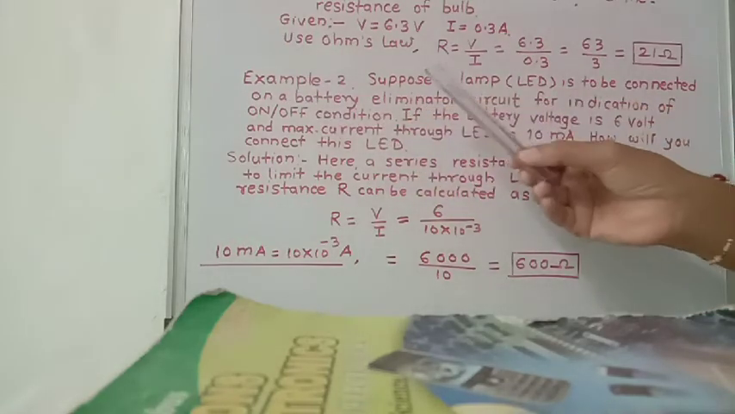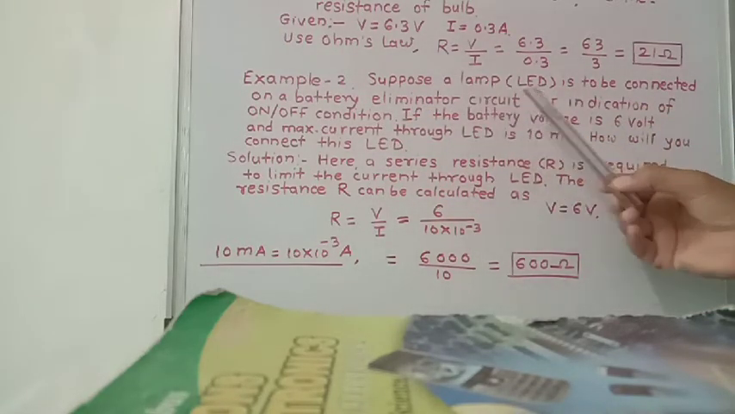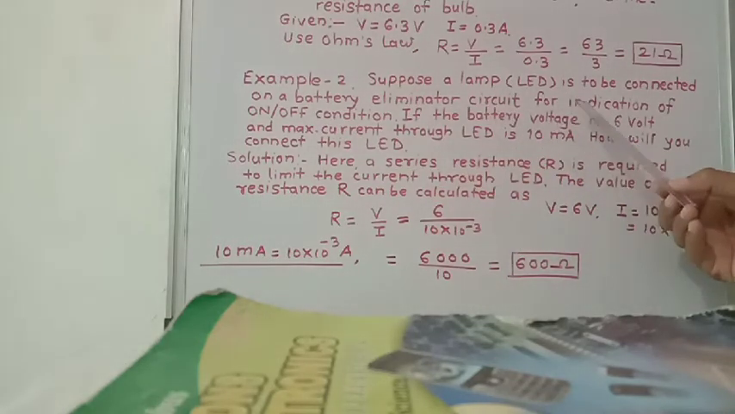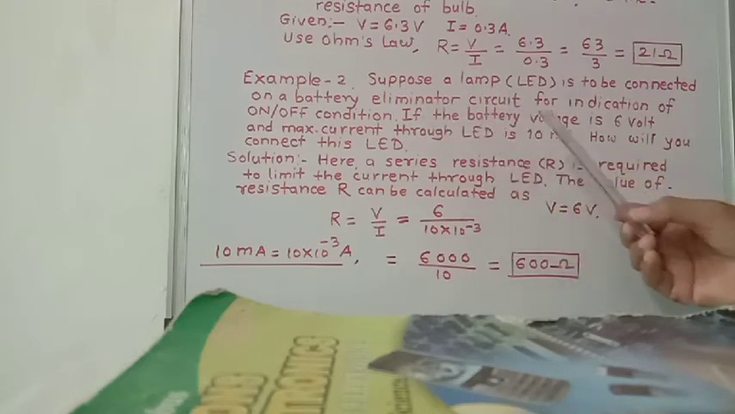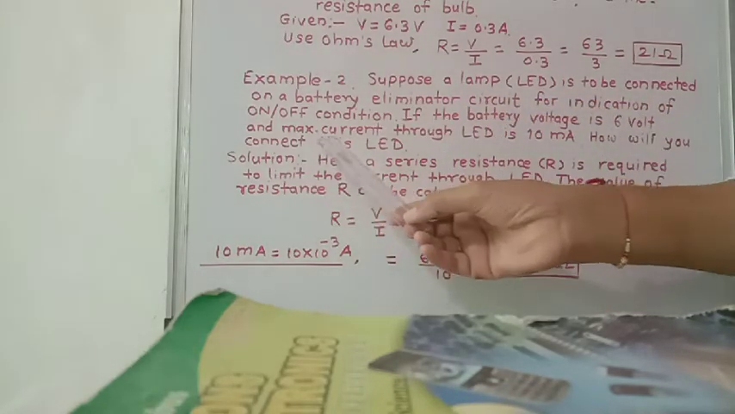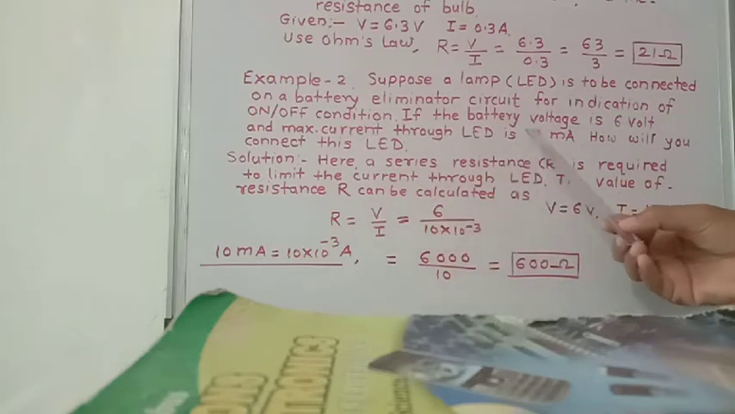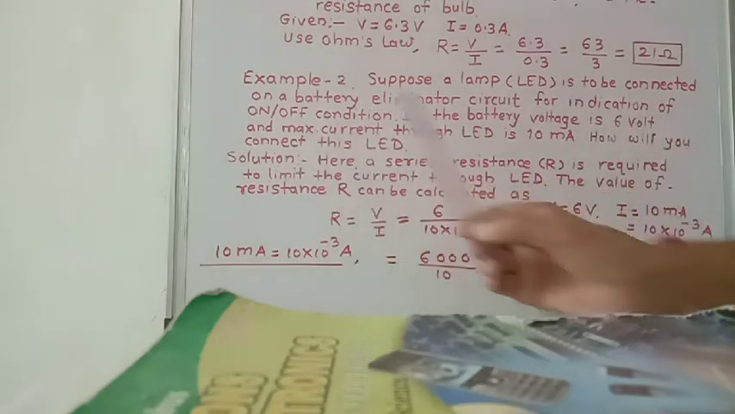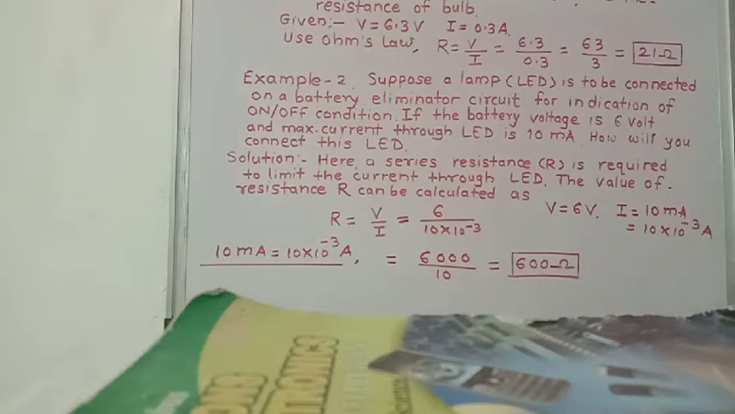Example number 2. Suppose a lamp or LED is to be connected to a battery eliminator circuit for indication of on-off condition. If the battery voltage, that is the voltage of the battery eliminator, is 6 volt and the maximum current through the LED is 10 milliampere, then how will you connect this LED?